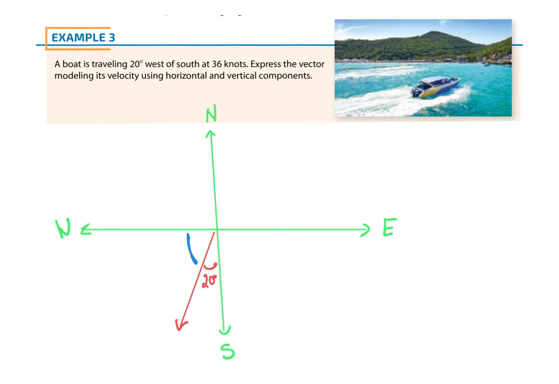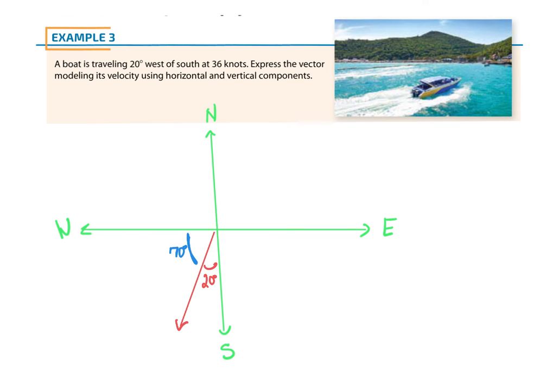70. How do I know it's 70? Because that whole quadrant is what? Every quadrant is 90, right? So if I know part of the quadrant, I can just subtract from 90 if I need to go to the x-axis. So this guy here is 70 degrees, okay?